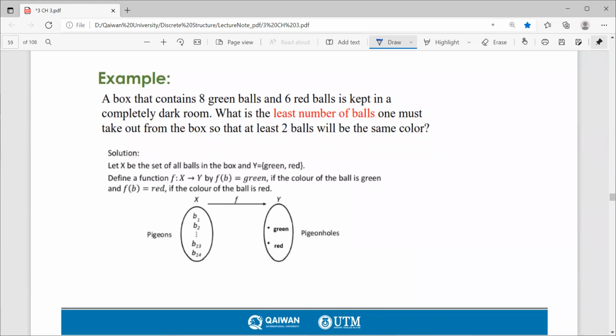Now we have an example. A box contains 8 green balls and 6 red balls. It's kept in a completely dark room. That means our domain, X, contains 14 balls. We don't care about the colors here. We have 14 balls in X.